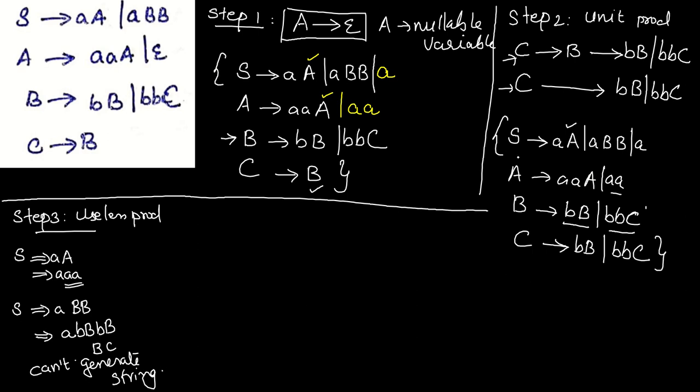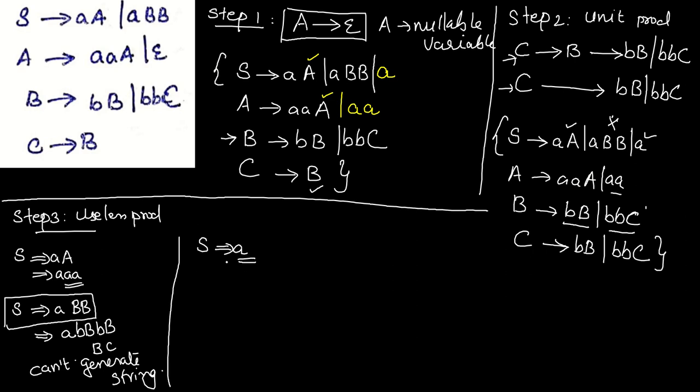So what does it mean? This is a useless production. This S gives ABB is a useless production. So what we do, we have to remove this production from our grammar. This will be removed. Then let's see what is the remaining production. S gives a, the next production, that is already a string, so that is valid. And similarly you can see for other productions also.